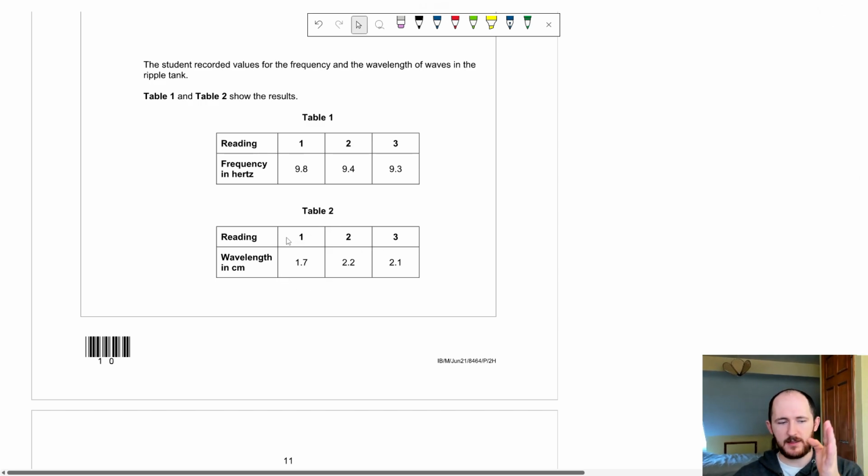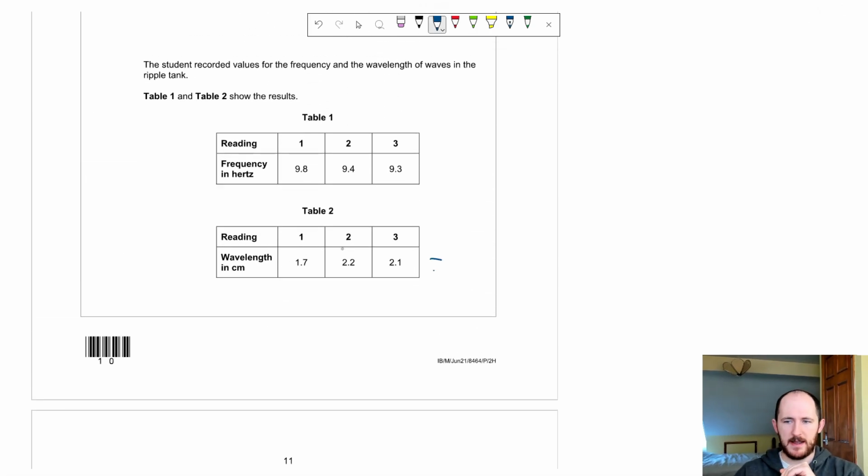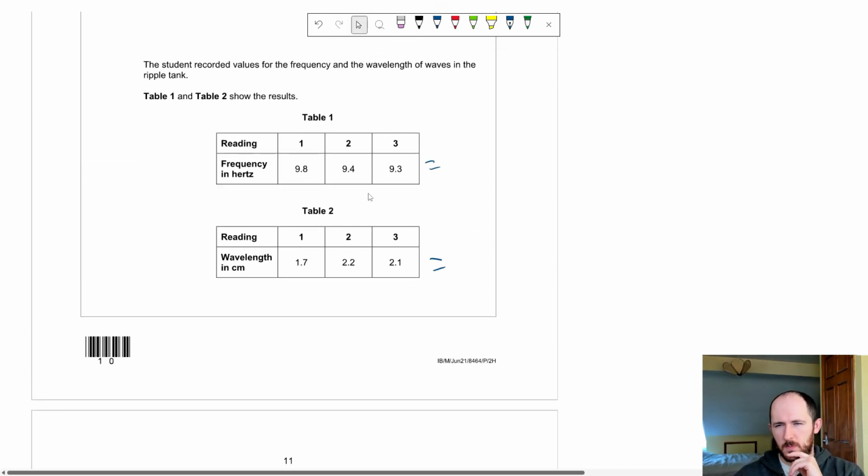So the whole point of taking 3 readings is that you can average them afterwards. Now, I will say this looks a bit anomalous, but it hasn't said that there's any anomalies, so I'm just going to work out the average for each of these. For this one, it should just be 9.5, right? But let's say you didn't know that.